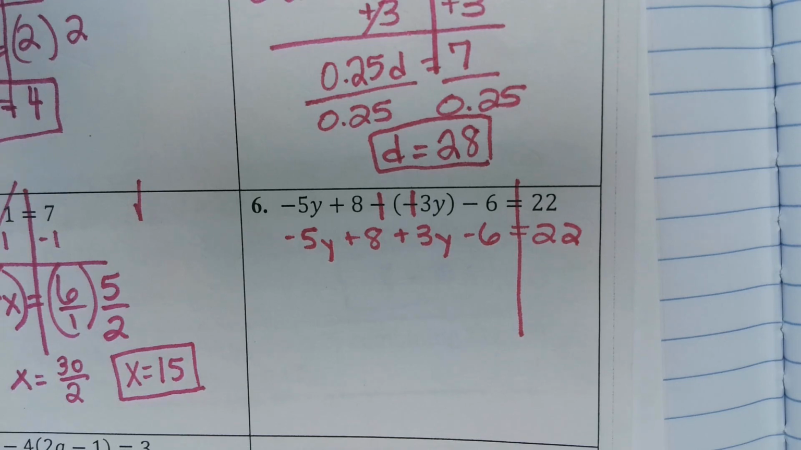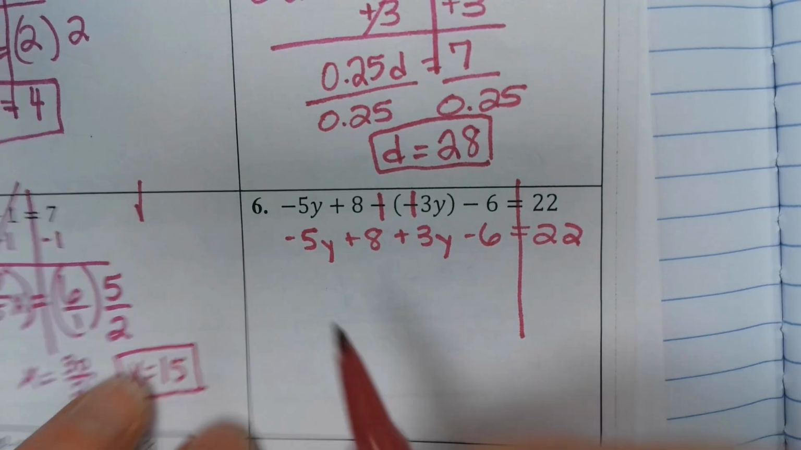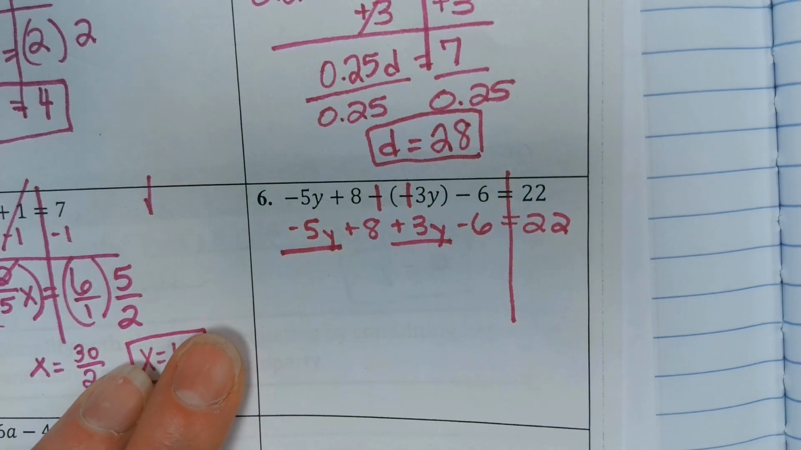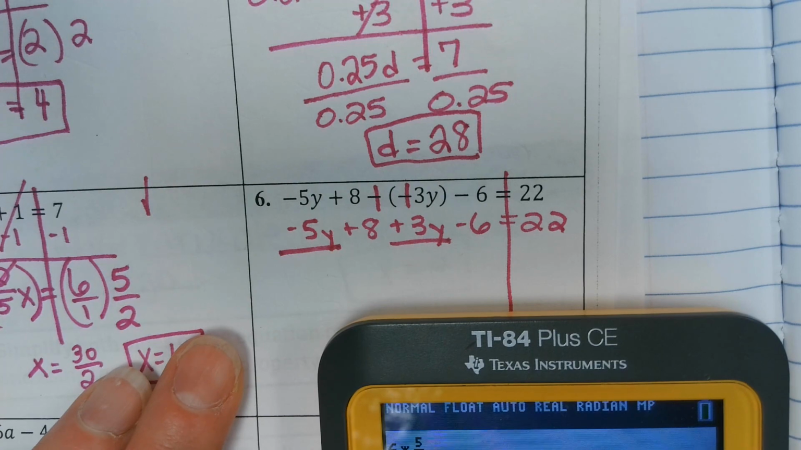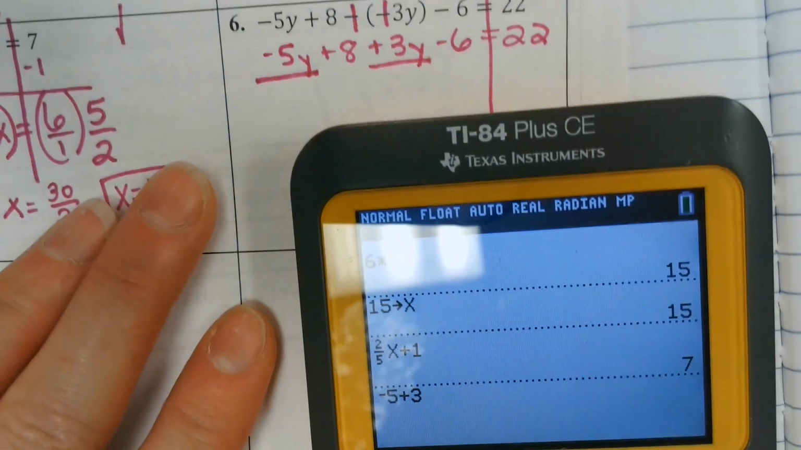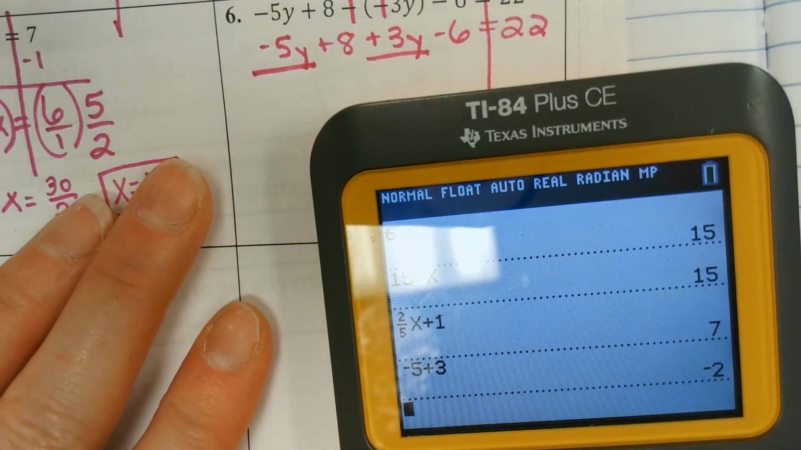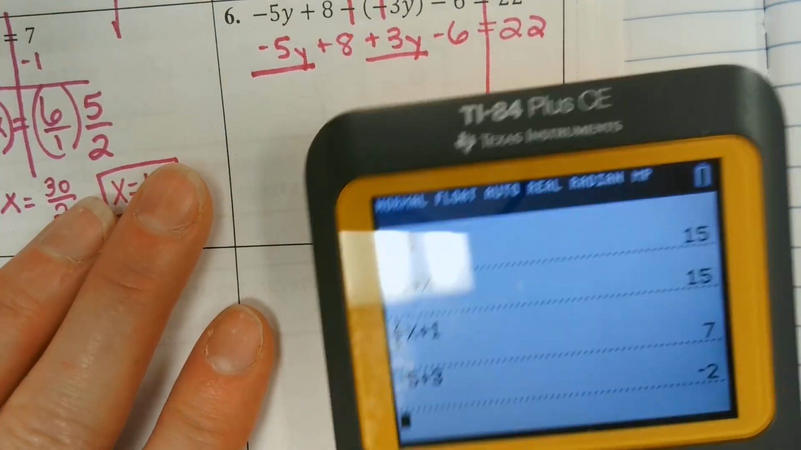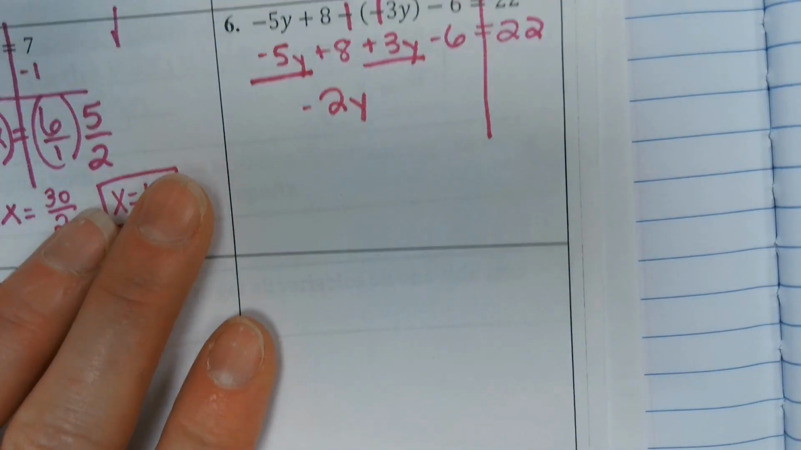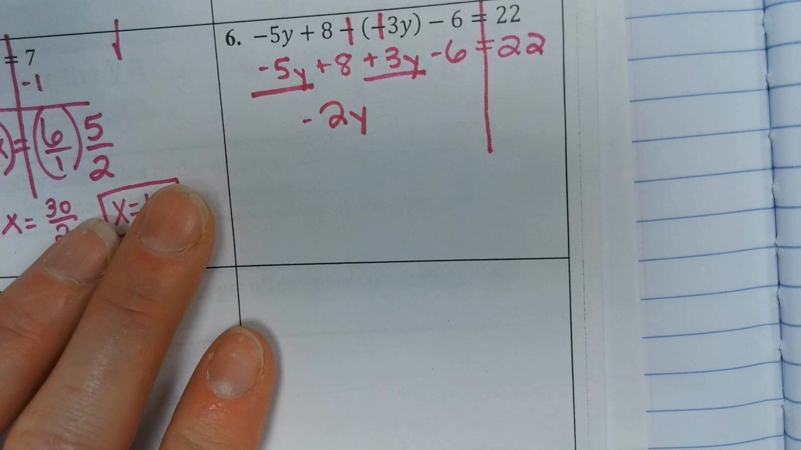All right, so now I need to combine like terms because that's what my instructions say. Simplify. So negative 5y and a positive 3y. Whenever you find out what that is, you don't use y, you don't use x. You just put in negative 5 plus 3. And it's a negative 2. So we have negative 2y. And then what else can I combine?